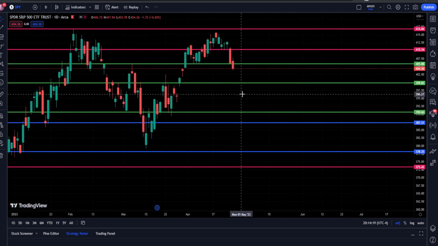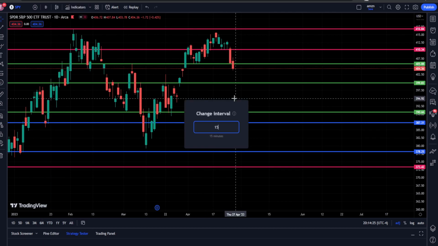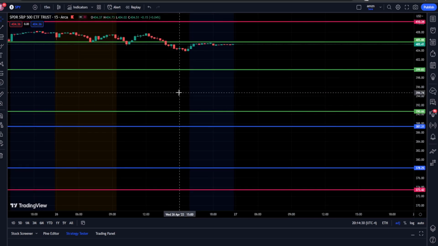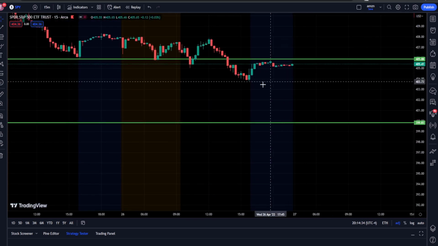Okay, so we found the 4 hour, we found the 1 hour, we found the 1 day. Now let's go down to day trading levels. That was all swing trading levels. Day trading levels, we start with the minutes. We start with 15 minutes. 15 minutes, we're going to throw down a few more supports and a few more resistances.